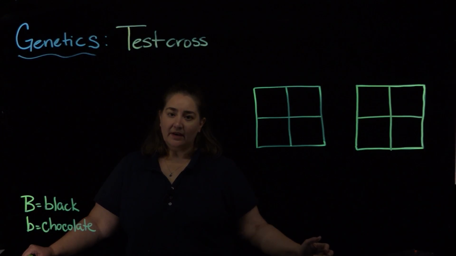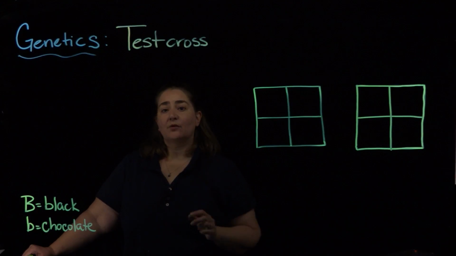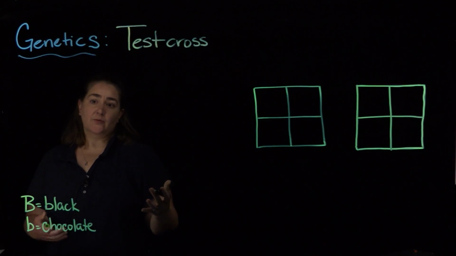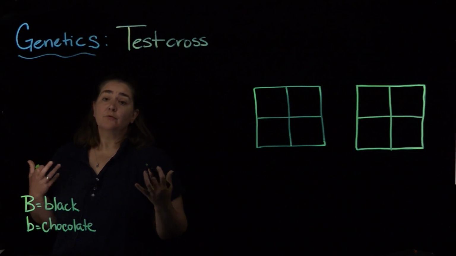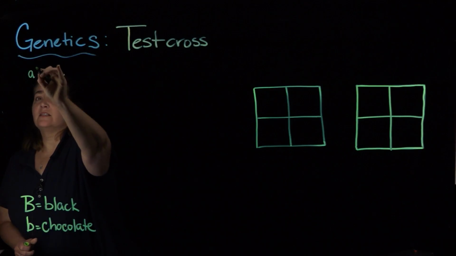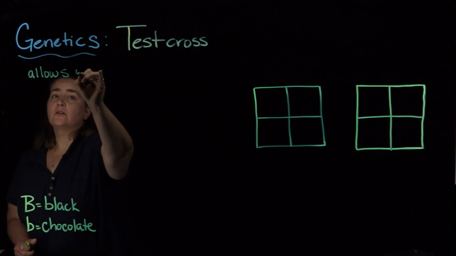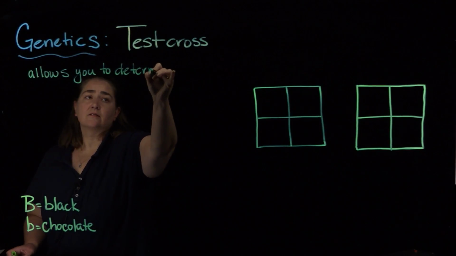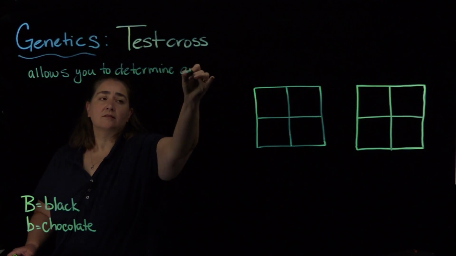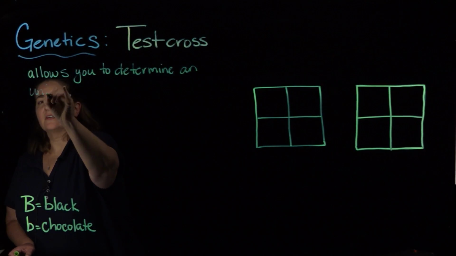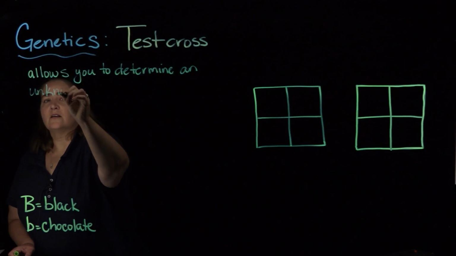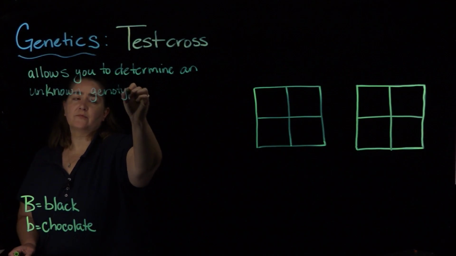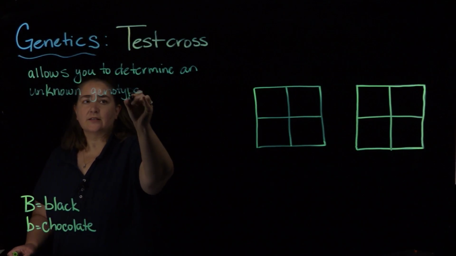Hello, and welcome back. We're going to talk next a little bit about what a test cross is. Mendel used this when he was experimenting with his peas. And what the test cross really does is it allows you to determine something that is an unknown genotype.